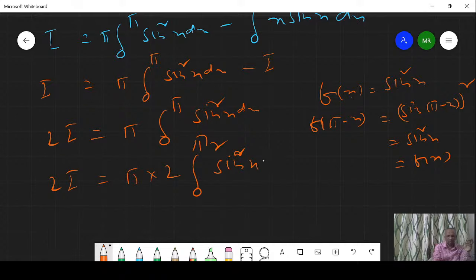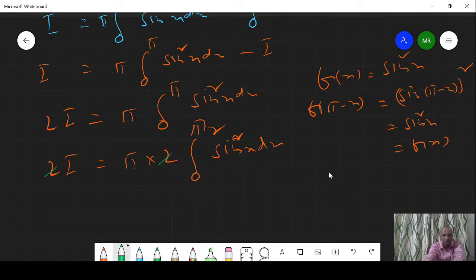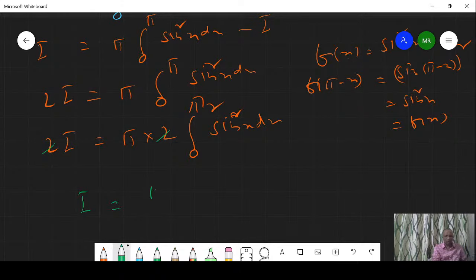Indefinitely sin square x dx, right? 0 to half of this pi sin square x dx. Correct. Now I can cancel this one, 2, I can eliminate this, right? Then I is equal to pi into integral 0 to pi by 2 sin square x.